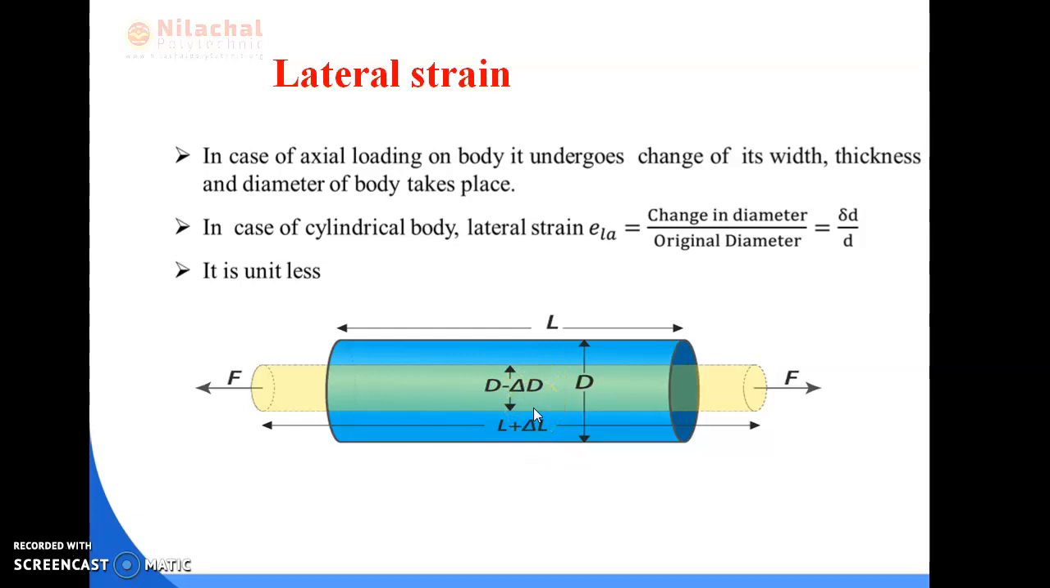If we calculate the lateral strain, it can be expressed as the change in diameter to the original diameter of the cylinder. It is denoted by the symbol epsilon lateral, that is del D by D, and both are diameters, hence it is unitless.